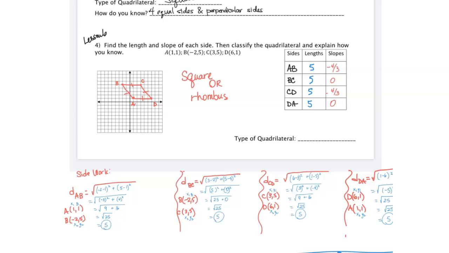Well, if this is a square, then that means that we'll have perpendicular sides. If we have perpendicular sides, then we need to look for some opposite reciprocal slopes. If you look at your sides that are right next to each other, the negative 4 thirds and the 0, these are not opposite reciprocals. So therefore this cannot be a square. We have no right angles. This must be a rhombus. So our answer is a rhombus.